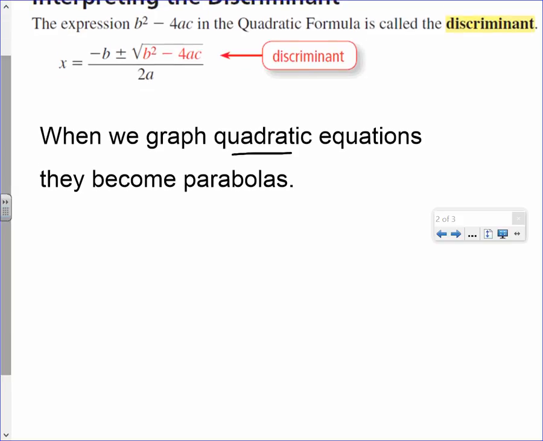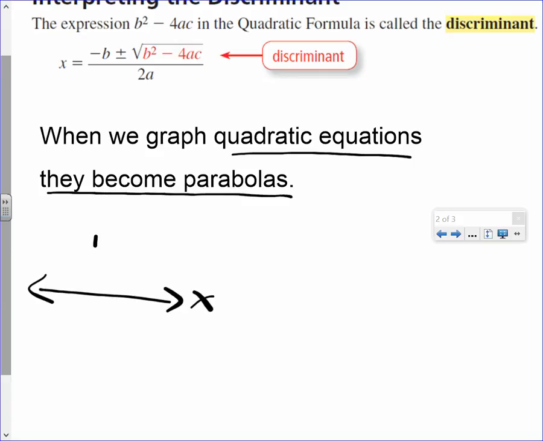When we graph quadratic equations, they become parabolas. What the heck is a parabola? Well, give me an x and y axis really quick. A parabola is like a U-shaped graph or upside down U. Watch this. That's a parabola.